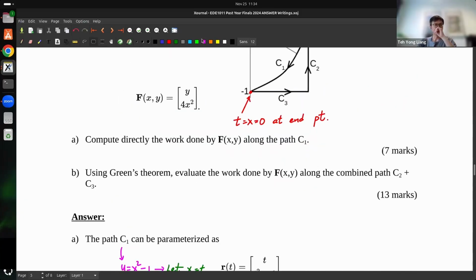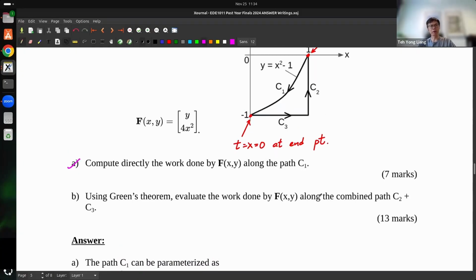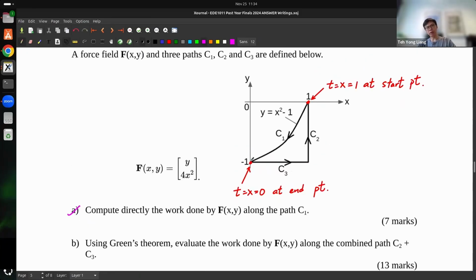Next, let's look at question B. It says, using Green's theorem, you're supposed to evaluate the work done by F along the combined path C2 plus C3. It means using Green's theorem, you have to find the line integral from this point, let me draw, from this point go along C3, and then after that go along C2. So this one uses Green's theorem. But Green's theorem requires your path to be closed, correct or not? It cannot be an open path, but this one is open. It doesn't close back to the start point. So what do you do? It's okay.